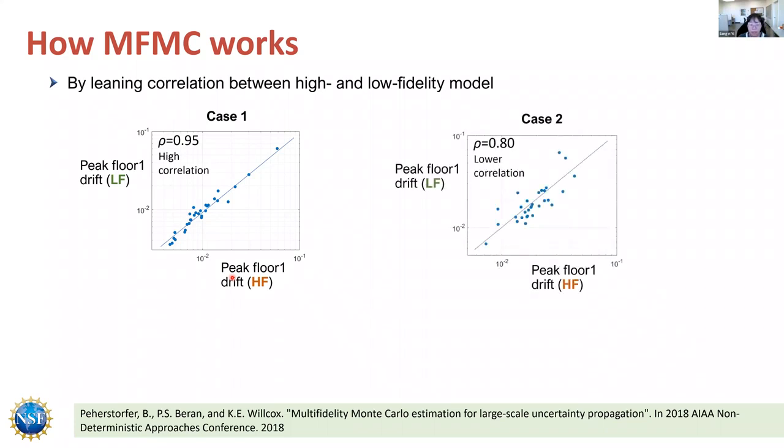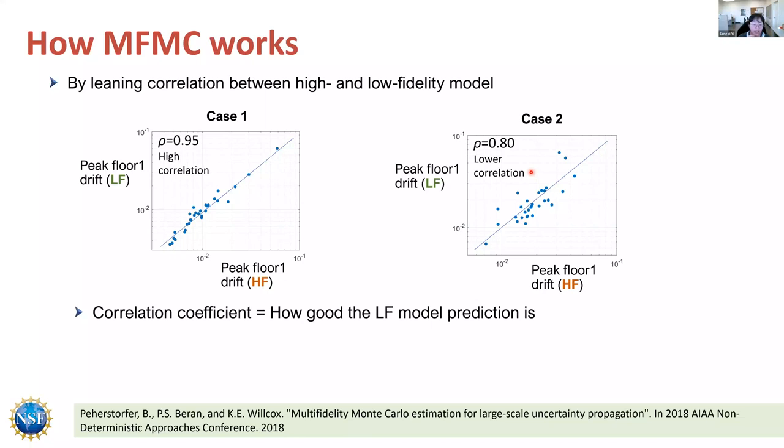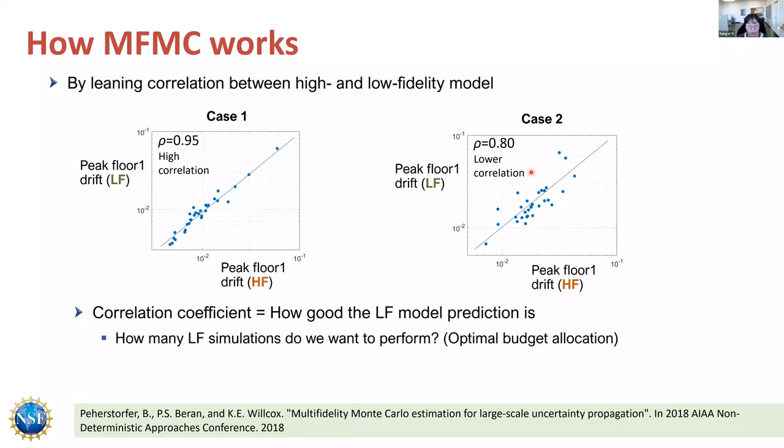On the other hand, when our low fidelity model is not as good, the points will deviate from the diagonal line. So here we have a lower value of correlation. By this, I want to say that the correlation coefficient between high and low fidelity models is a good indicator of how good our low fidelity model prediction is. And this quantity helps us to answer questions like how many low fidelity simulations we want to perform, or how much reliance we want to place on low fidelity prediction compared to high fidelity prediction.